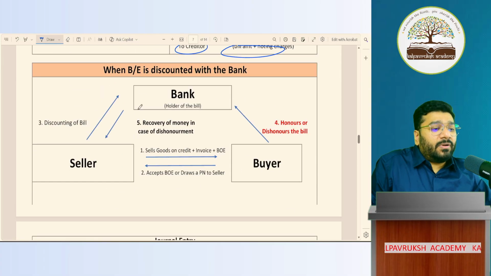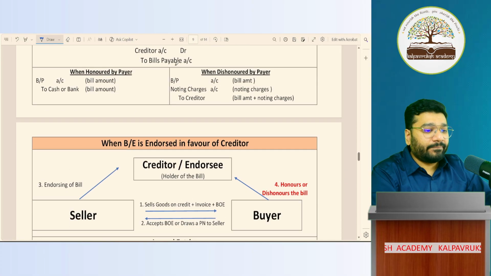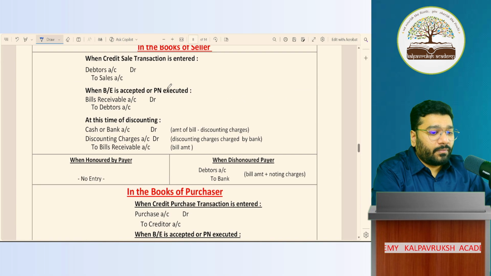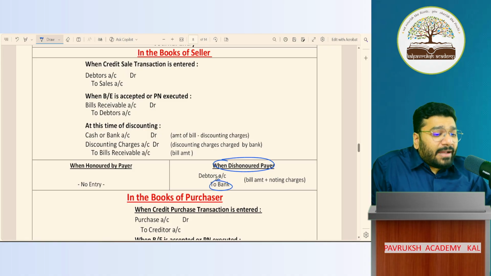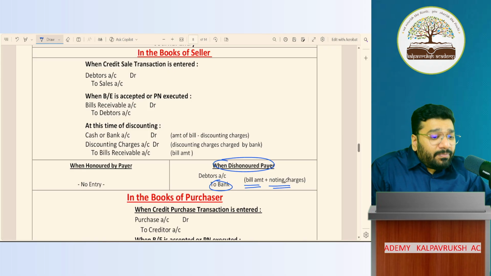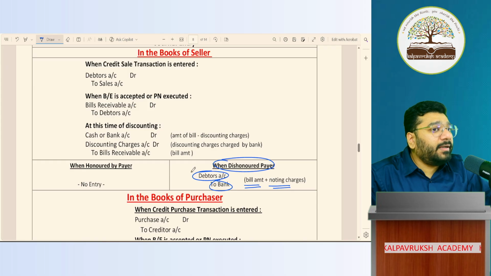So in case of a bill of exchange discounted with the bank, in the books of the seller, what is the dishonourment entry? From the bank, money will go out. How much money will go out? Bill amount plus noting charges. And that much money will be recovered from the debtor. Got it? Not got it? Okay.